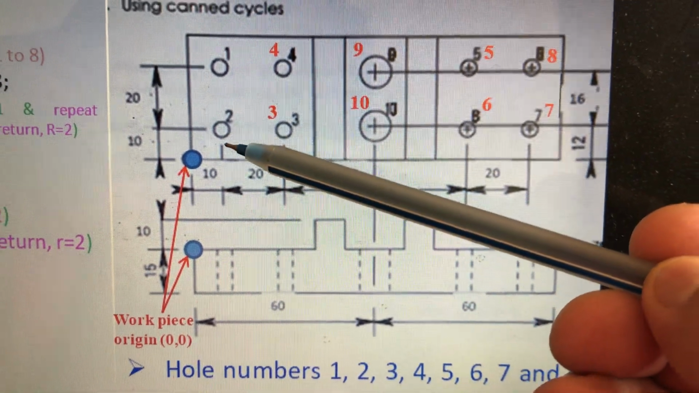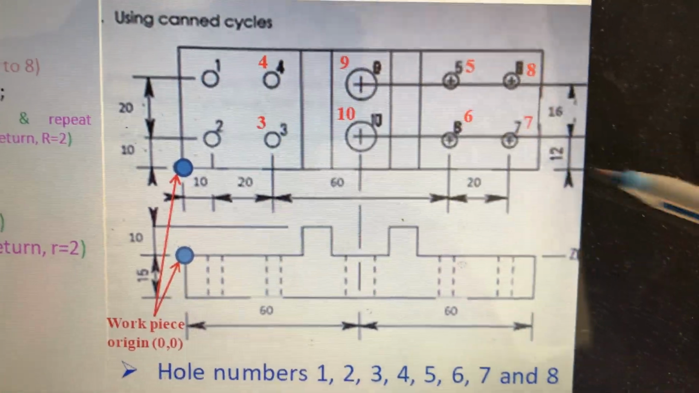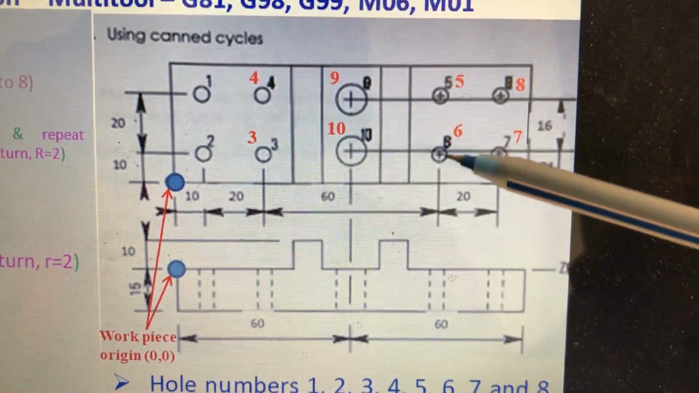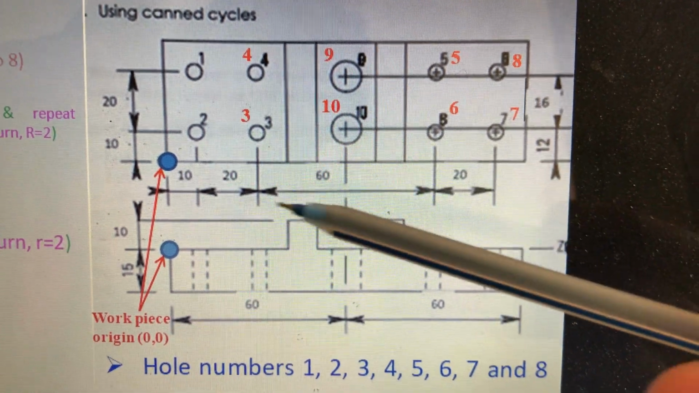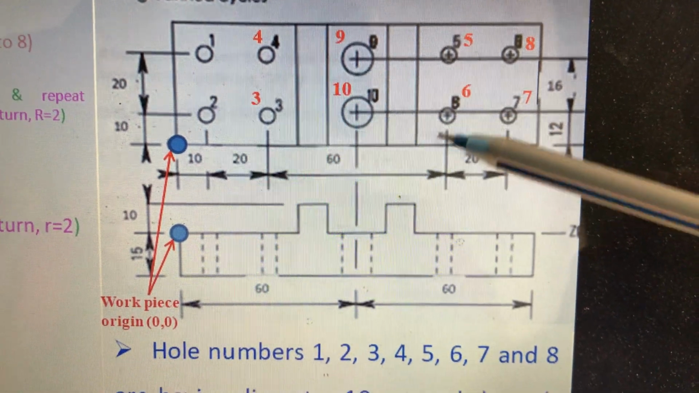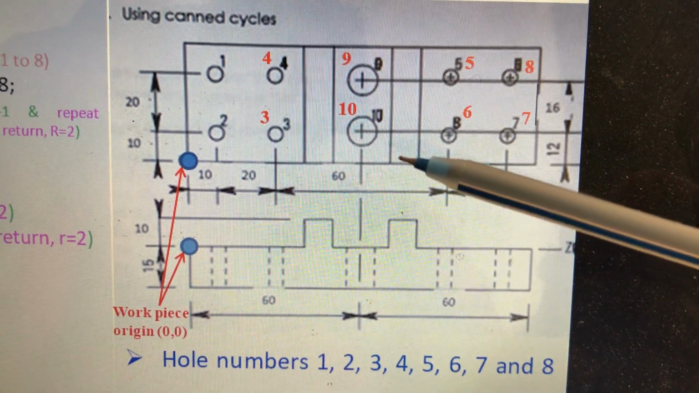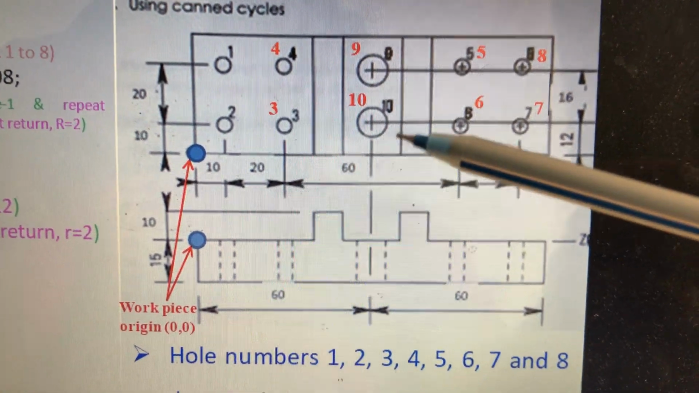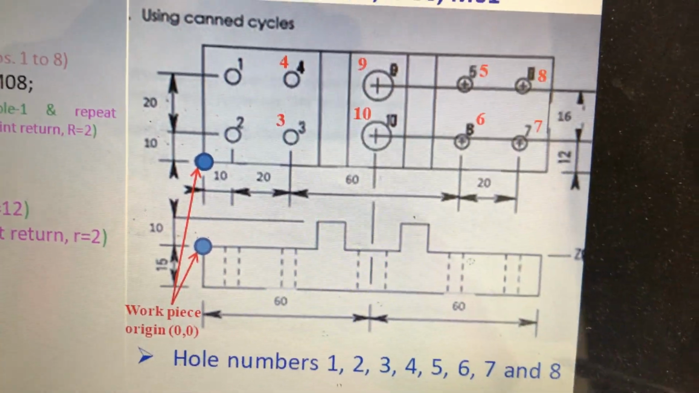At 2 it is 10 comma 10. At 3 it is 30 comma 10. Like this we can find them randomly. If you take point number 6, the distance of x is 60 plus 20 plus 10, that is 90, and y is 10, so 90 comma 10. Like this you can find the coordinate positions of all holes. That is the center point of all these holes. It is known to us.